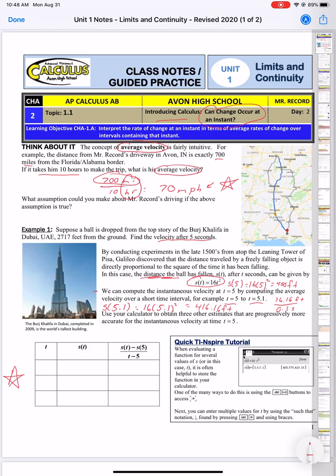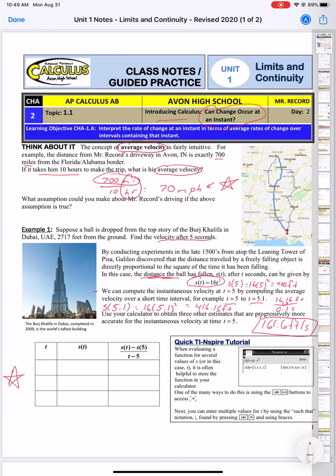Well, when you divide by 0.1, you're just going to move the decimal point one spot to the right. So we'll end up with 161.6 feet per second. So that is at least a good estimate of the instantaneous velocity. But the problem's not asking us to estimate here. It wants to know the actual exact instantaneous velocity.